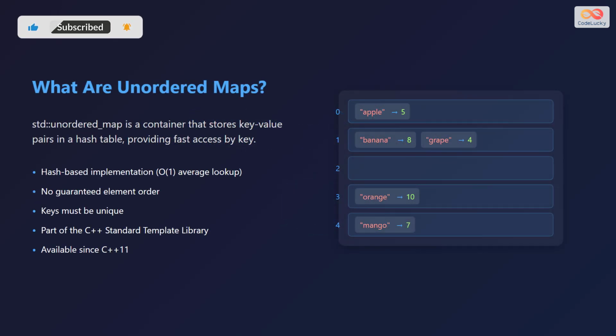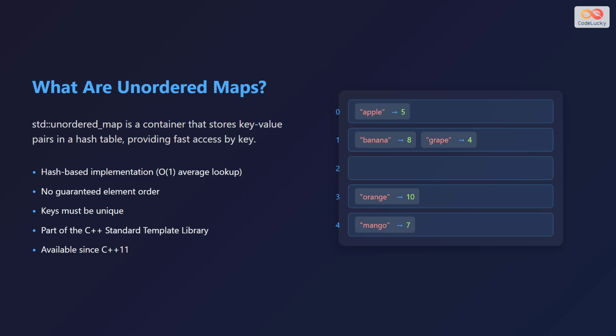So, what exactly are unordered maps in C++? A std::unordered_map is a container that stores key-value pairs in a hash table. This structure provides fast access to elements by their keys. Key features of unordered maps include a hash-based implementation, which gives you an average lookup time of O(1). They do not guarantee any specific order of elements. Keys within the map must be unique. Unordered maps are part of the C++ Standard Template Library, often referred to as STL, and have been available since C++11.